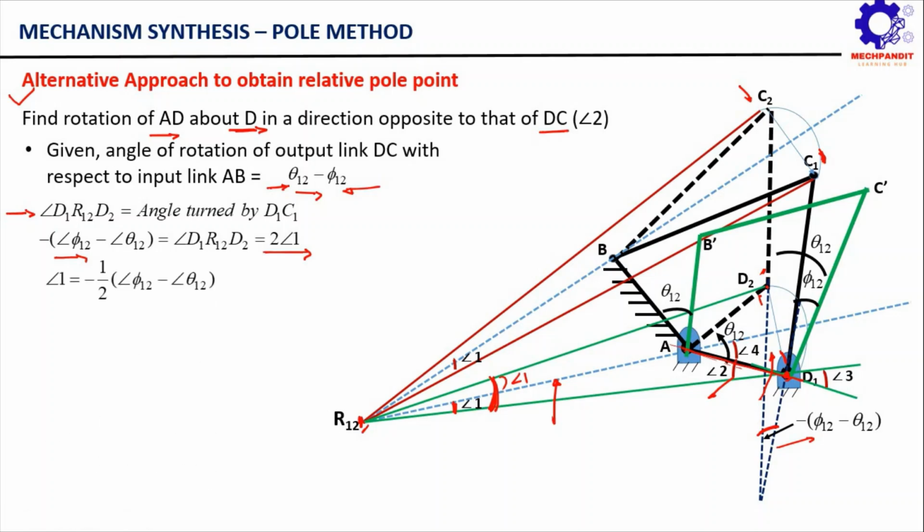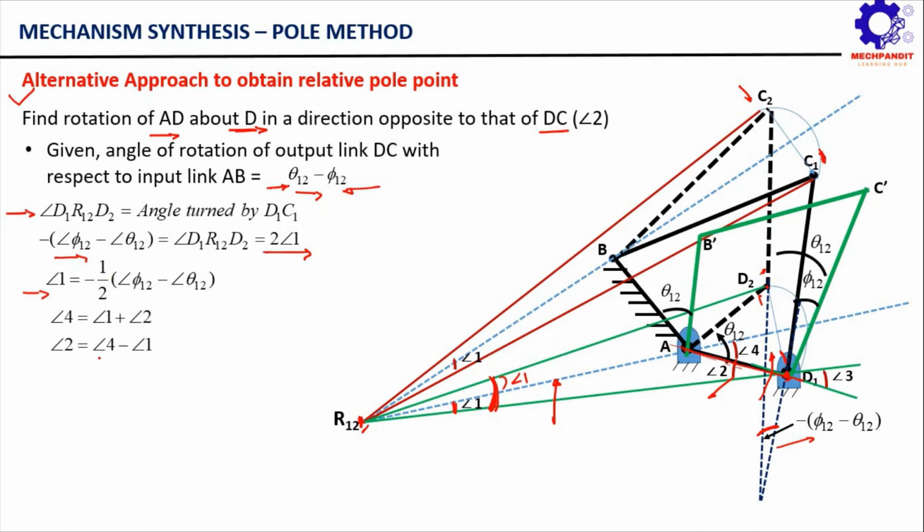Now let us move ahead, let us further resolve this. So angle 1 can be simply written as angle 1 equal to minus 1 by 2, then in the bracket we have phi 12 minus theta 12, right? If you carefully observe, we have taken this as phi 12 minus theta 12 and we have taken this negative sign outside. This is just to represent that we are rotating the output link in a direction opposite to that of DC. So this negative sign simply represents that.